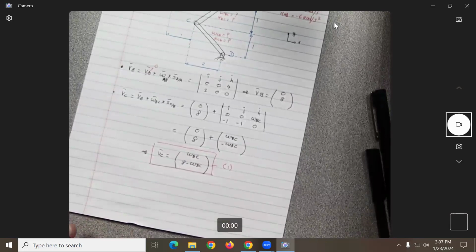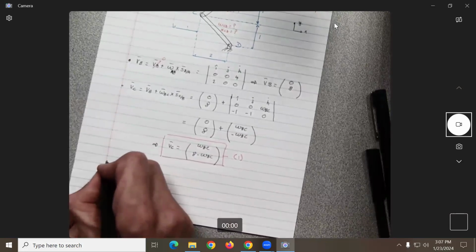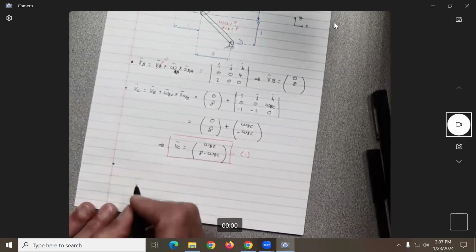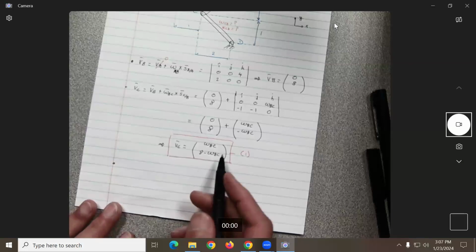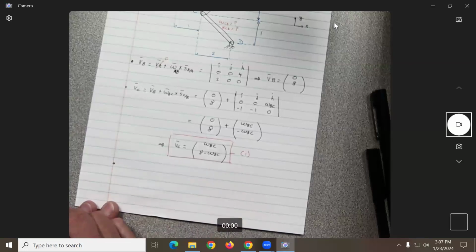What is the next thing we should do? What do we say on the procedure? What should we do next? To do what? No. We haven't found omega BC yet. So what do we need to do? Read. What did I say before? Okay, but we need to find what? The velocity of one point for two different locations. So what would be the other location?